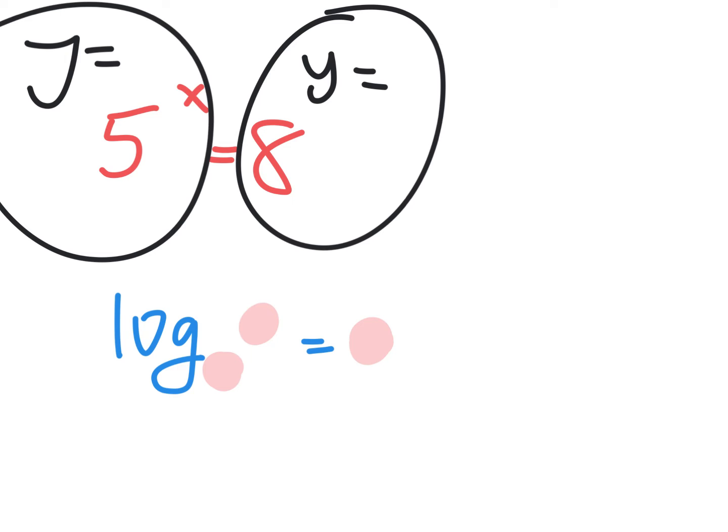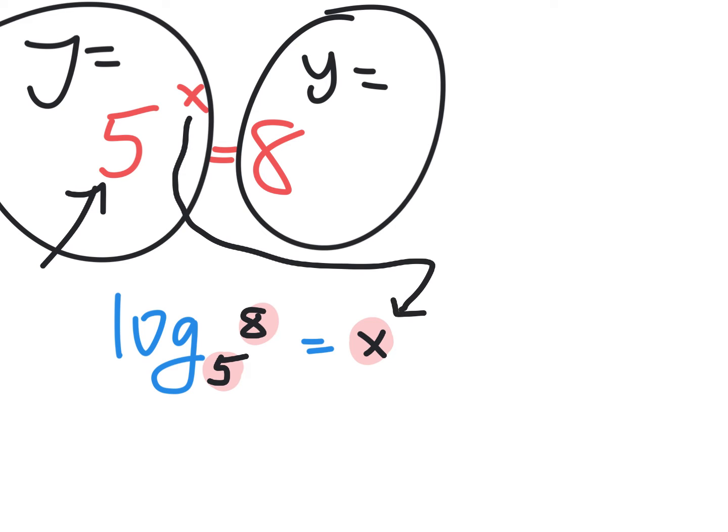Log, here the base is this number. And then you never go in order. So the next thing cannot be the x. Therefore, it must be the 8. And then the last thing is the x. Remember how I said it was the exponent spot? See, the exponent drops in right there. And notice it did not go in order. It wasn't 5 and then x and then 8. It was 5 and then 8 and then x.